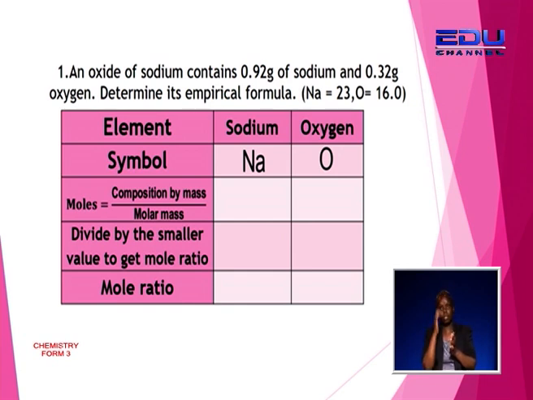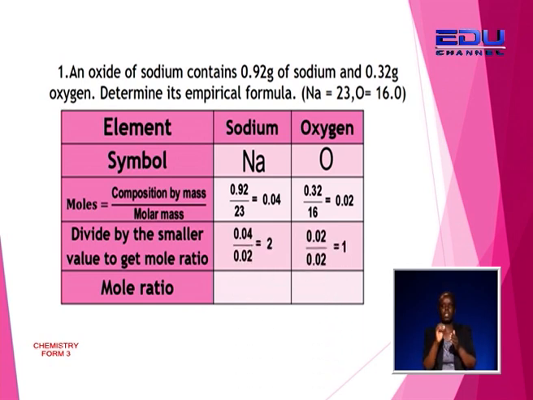We want to know how you get the moles. To get the moles of sodium, you divide the mass by the relative atomic mass. We have the mass of sodium given there as 0.92, divided by the relative atomic mass of sodium, which is 23, and you get the moles as 0.04. Now the moles of oxygen: you have 0.32 divided by 16, and you get 0.02. From there, we get the mole ratio by dividing by the smaller value. The smaller value between 0.04 and 0.02 is 0.02. So you divide the moles by 0.02. For sodium we get 2, and for oxygen 1. So the mole ratio is 2:1.